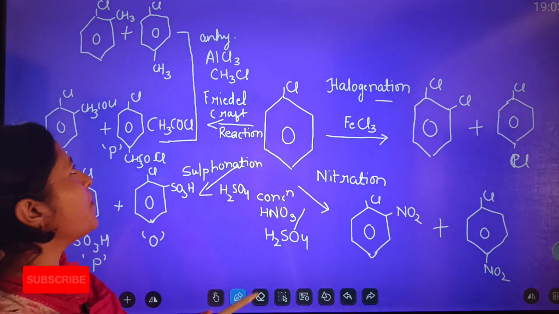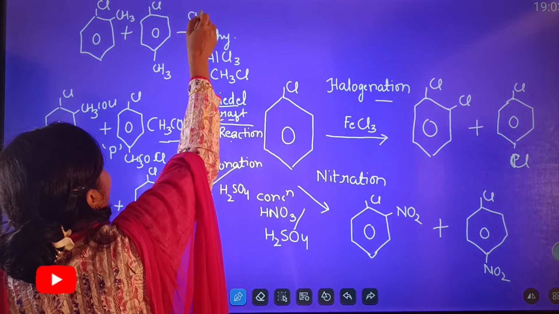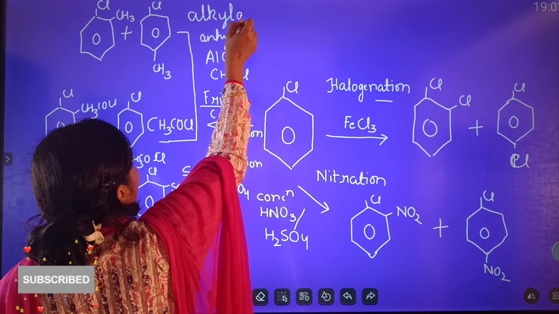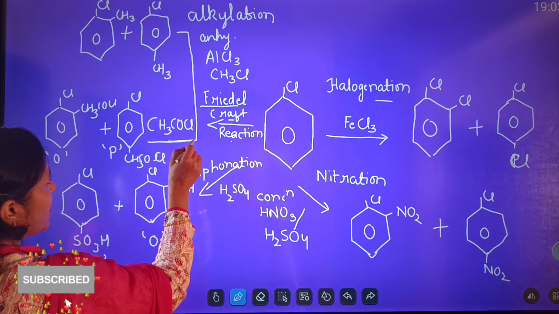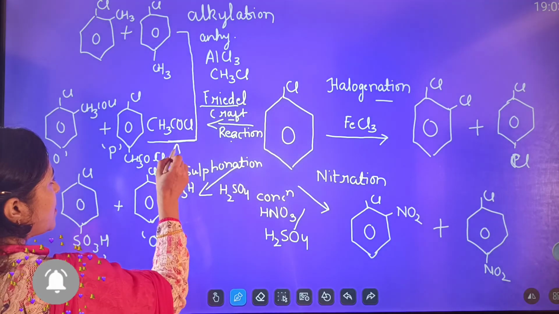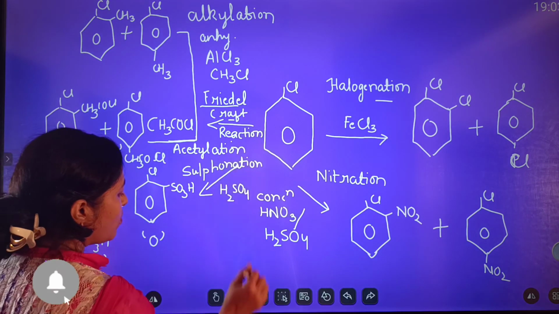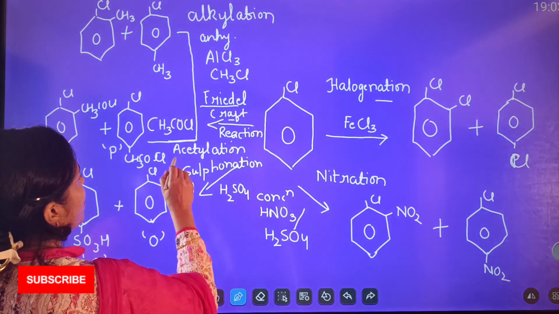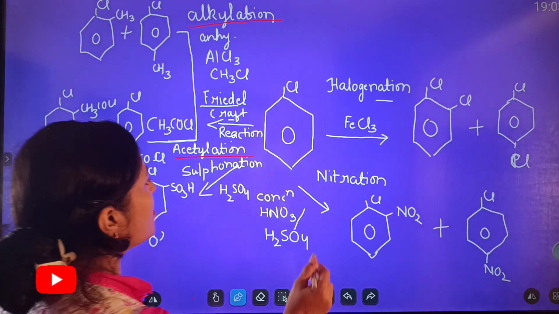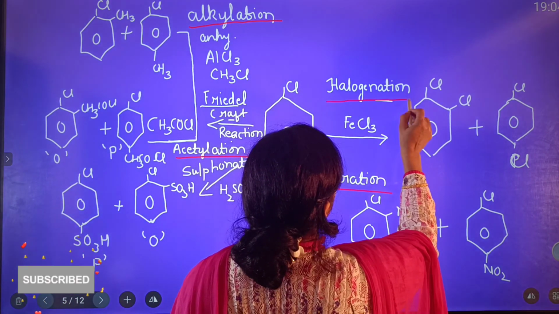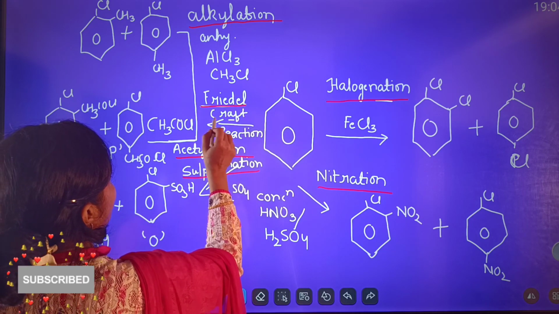Now listen carefully. The first process of Friedel-Crafts reaction is known as alkylation. And this reaction, in which you are reacting it with CH3COCl, is known as acetylation. You have to remember both these reactions. Very well. These are the important electrophilic reactions of haloarenes. I hope it's clear to you. I am just underlining it to make clear which type of reactions we have studied here today.